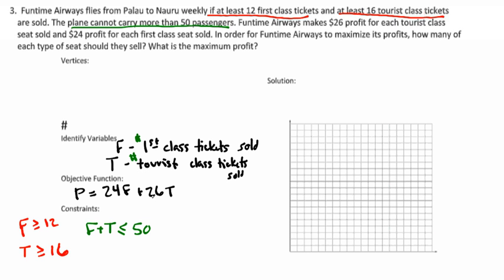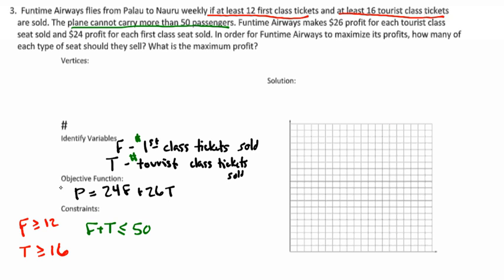All right, number 3 is all about maximizing profit for this airline. If they want to make this flight, they need to sell a certain number of first class tickets and tourist class tickets. There's a number of passengers the plane can carry, and then it tells us how much profit they make from each type of ticket.